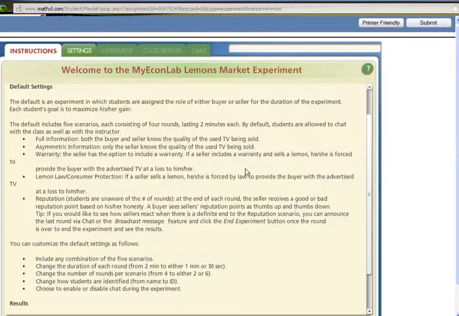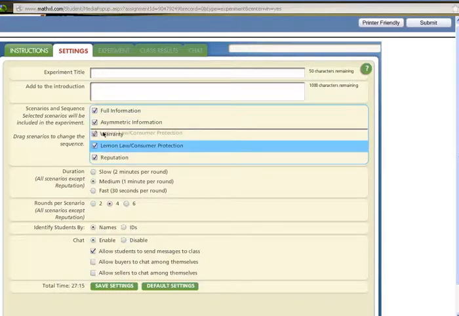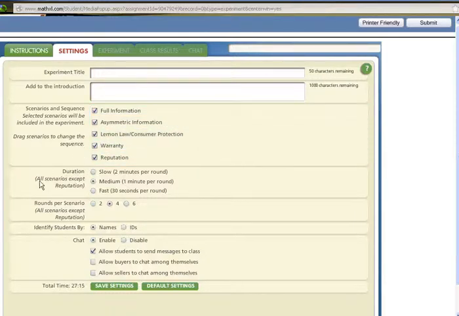Okay, so we've got the default settings. What we want to do is look at the settings screen. The professor can change the experiment title and customize the instructions, just like all the other experiments. You can control which rounds you want to do. You can also say, I want to change the order. You control the duration, the rounds per scenario, and how you identify. Once again, there's always this difference between students knowing IDs versus other people's names. And then, of course, we see some ability to collude through the chat. So very, very standard setup compared to all the rest of the experiments in the suite.